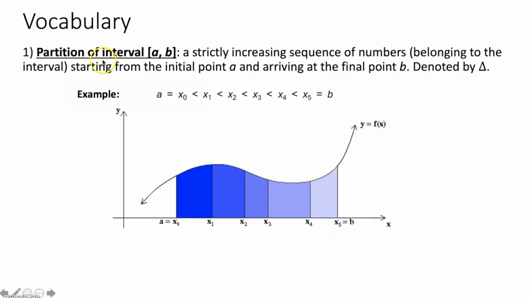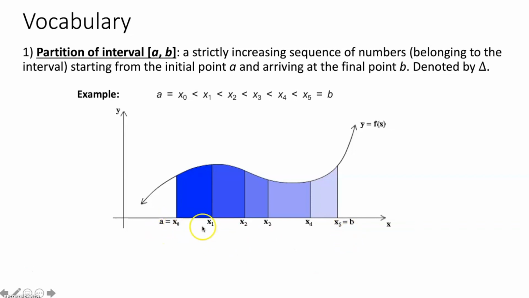We're going to talk about a partition of the closed interval from a to b. That's a strictly increasing sequence of numbers belonging to the interval, starting from the initial point a and arriving at the final point b, denoted by a delta symbol. So if we look at our example down here, the partition of the closed interval from a to b would be this strictly increasing sequence of x values, starting with x sub 0 and ending with x sub 5. This would be your partition of the closed interval from a to b.